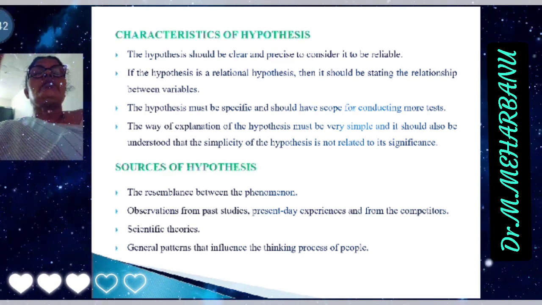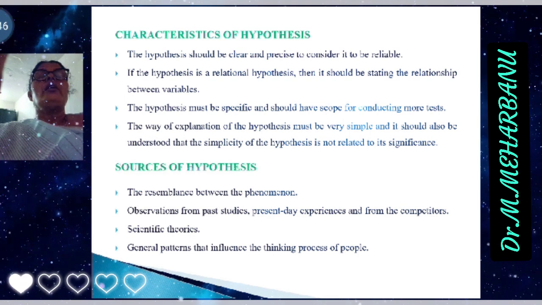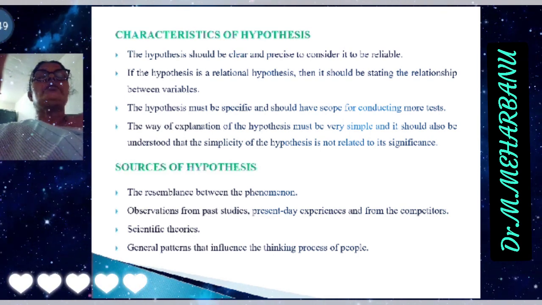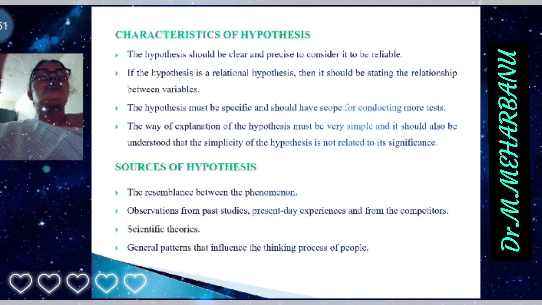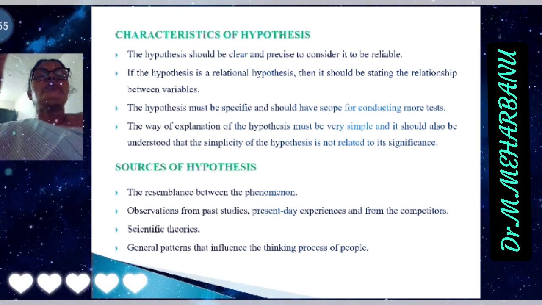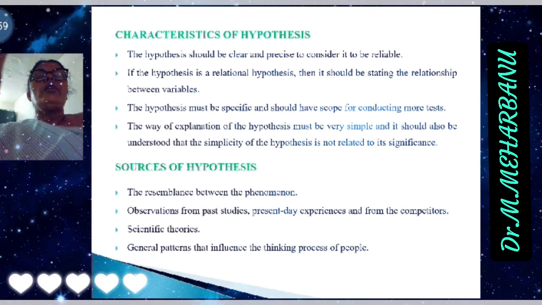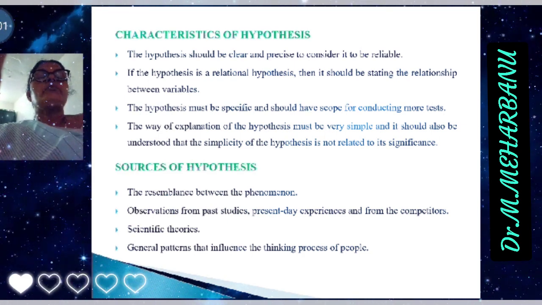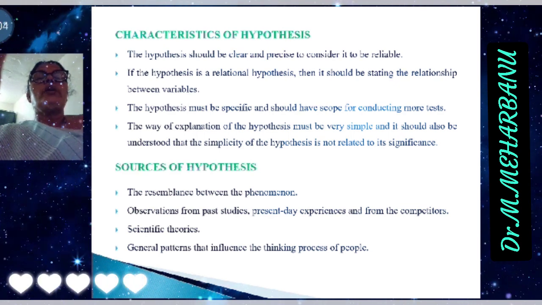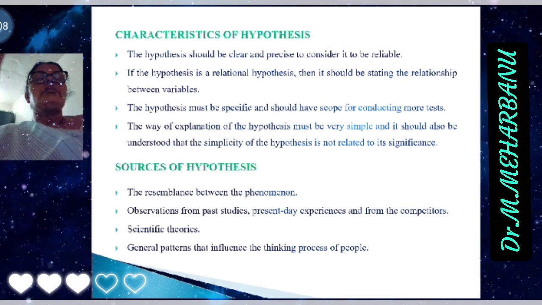Characteristics of hypothesis. The hypothesis should be clear and precise to be considered reliable. If the hypothesis is a relational hypothesis, then it should state the relationship between variables. The hypothesis must be specific and should have scope for conducting more tests. The explanation of the hypothesis must be very simple, and it should also be understood that the simplicity of the hypothesis is not related to its significance.